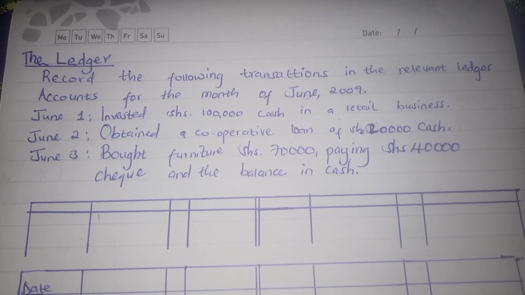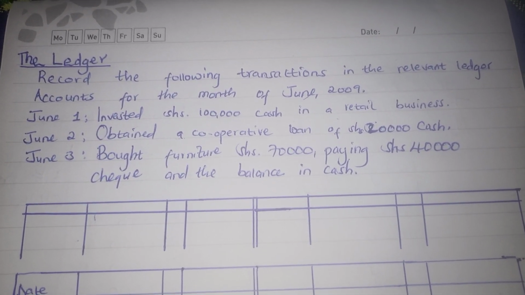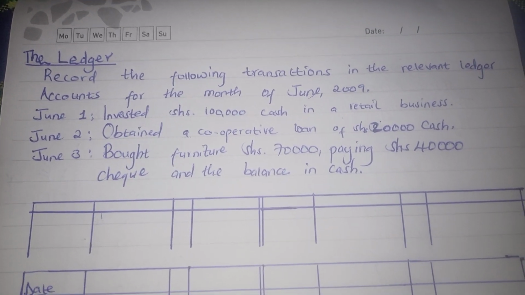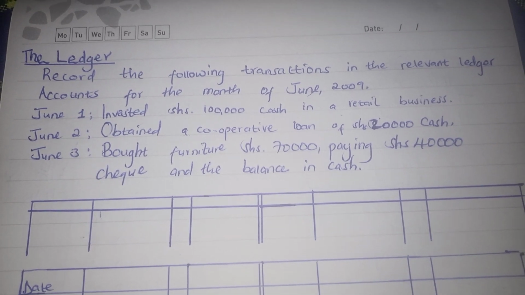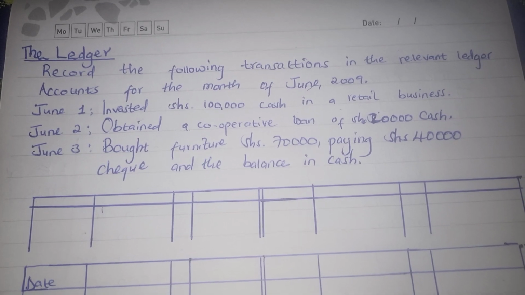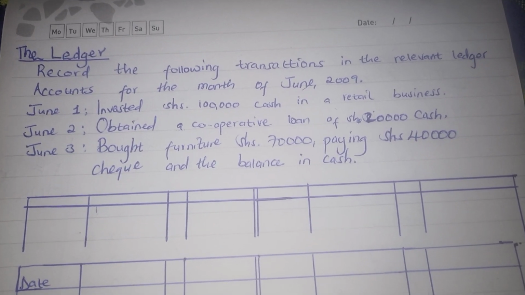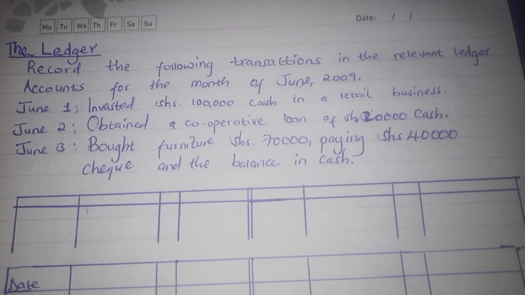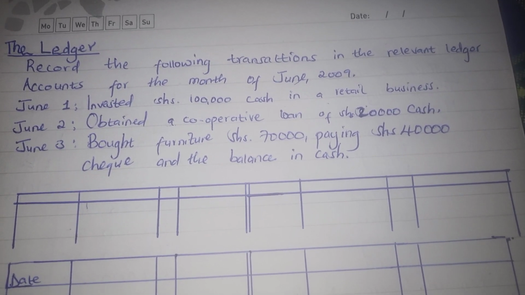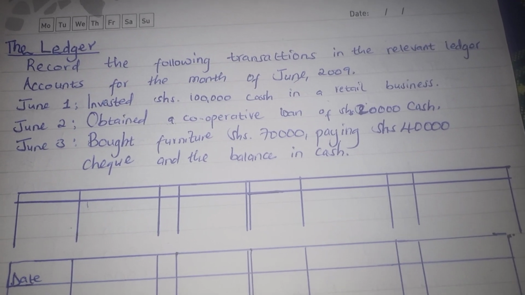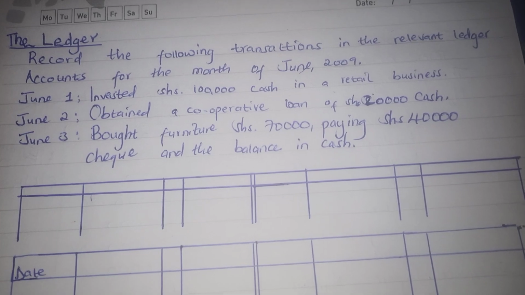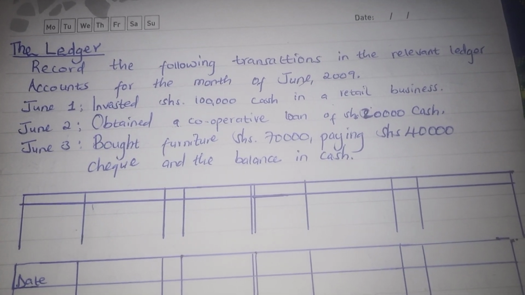So our question today reads: record the following transactions in the relevant ledger accounts for the month of June 2009. June 1st, you're told that you invested 100,000 shillings cash in a retail business. On June 2nd, obtained a cooperative loan of 20,000 in cash. And on June 3rd, bought furniture for 70,000 shillings, paying 40,000 by check, and the balance was paid in cash.